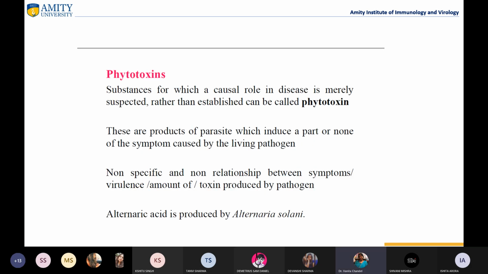Then there are certain toxins called phytotoxins. Phytotoxins are also products of a parasite which induce some of the symptoms caused by the pathogen, right? They are non-specific, with no relationship between symptoms, virulence, and the amount of toxin produced. Phyto means plant toxins, right? They are produced by parasites affecting plants, such as alternaric acid, which is produced by Alternaria solani, where it infects a particular plant.